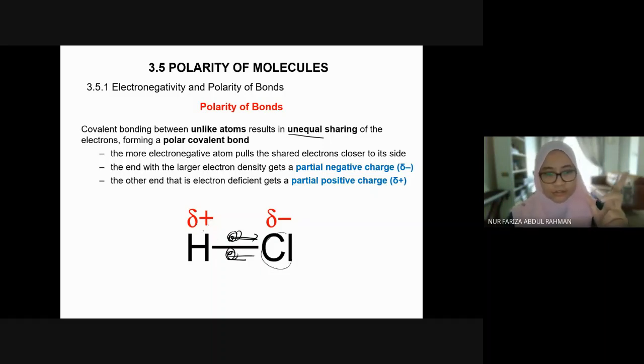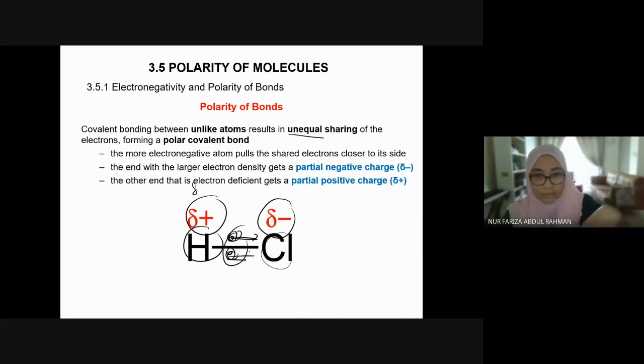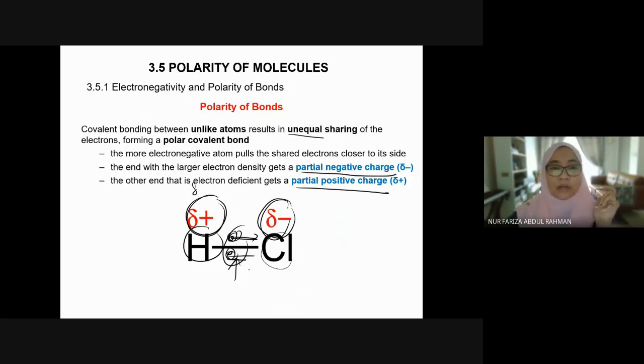Because the electrons are attracted to Cl, this side will become slightly positive, delta positive, and the Cl side is slightly negative, because it now has extra electron density on its side. So this creates poles, guys, or we call it a dipole. Dipole means there are two poles, a positive pole and a negative pole, or partial negative charge and partial positive charge. This is what we call unequal sharing.